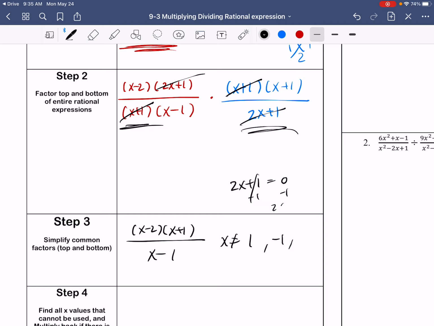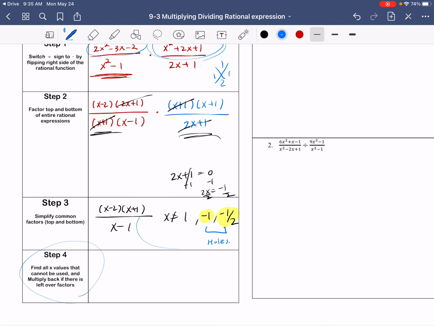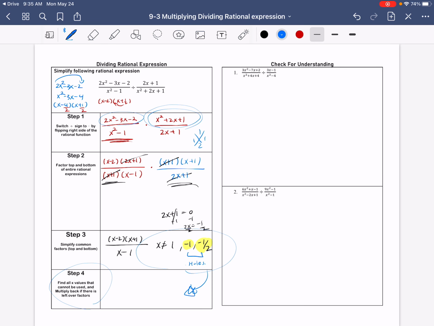And this one, 2x equals negative 1. And if you divide both sides by 2, it's going to be negative 1 half. So these two numbers are going to be our holes later. Just keep that in mind. That's going to be our holes, which is step 4. We just did it here, okay? So I think you can do these two questions by yourself. From now, that's what you do. The only thing you have to do is flip.